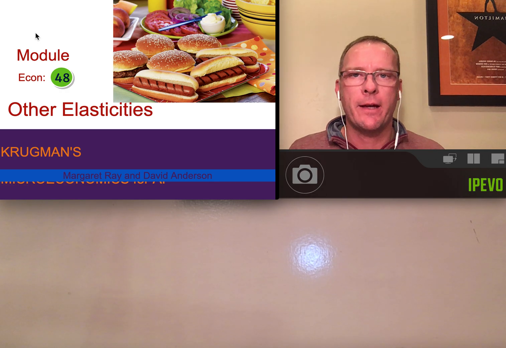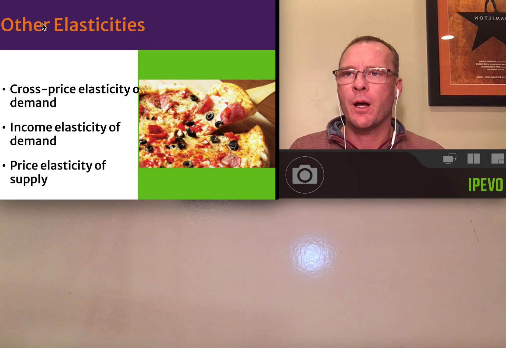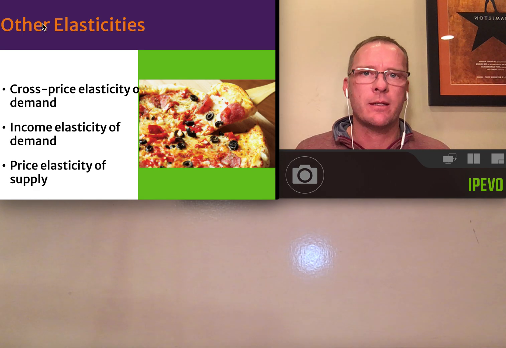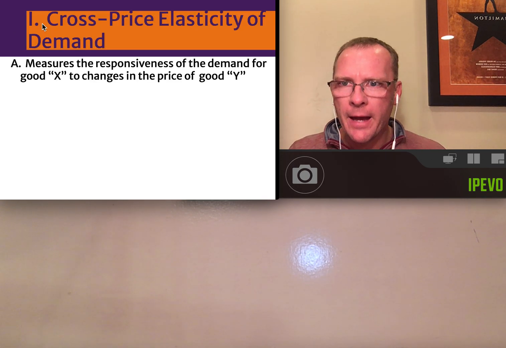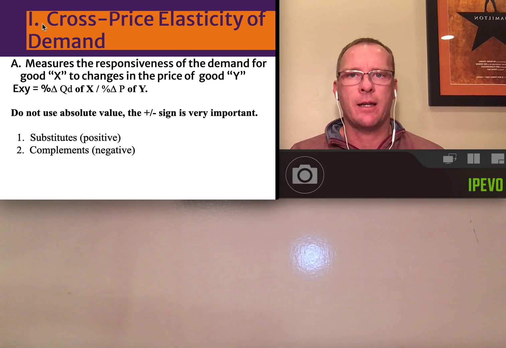So, if you know elasticity of demand and you kind of have that one down and can figure it out, the rest of these elasticities are pretty easy. So, a couple of them here. You're going to have cross price elasticity, income elasticity, and the elasticity of supply. As you look at cross price, what's going to happen in a cross price elasticity scenario?